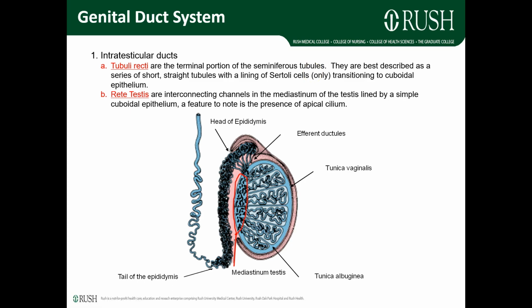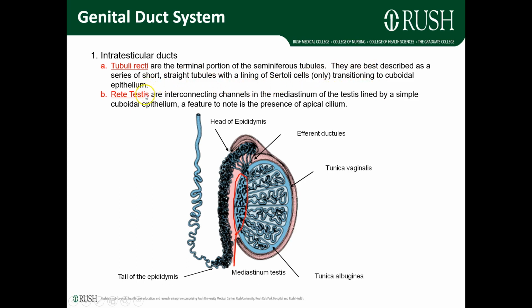They can best be described as a series of short, straight tubules which are lined with Sertoli cells only. So in other words, they are losing their spermatogenic cells completely, and now they're becoming lined with Sertoli cells, and then they eventually transition to cuboidal epithelium.